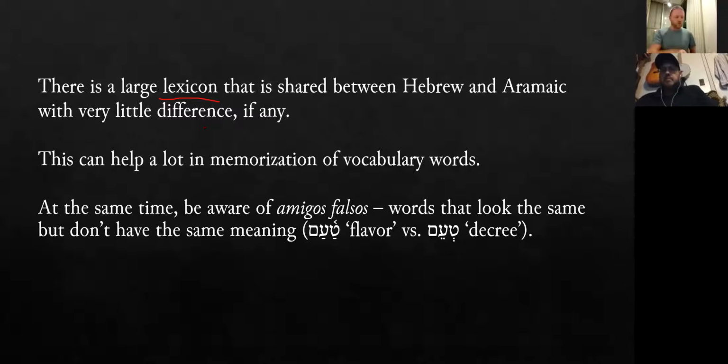Once we get through some of the common changes of what happens with vowels and consonants, then we can basically get a one-to-one comparison. It's really neat. So this can help a lot in memorization of vocabulary words, but at the same time, we need to be aware of amigos falsos, we used to call them in Spanish. That's false friends, it's false cognates. They're not real cognates. They might be cognates, but they mean different things.